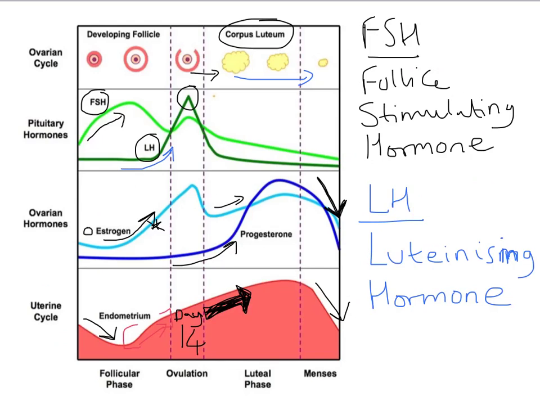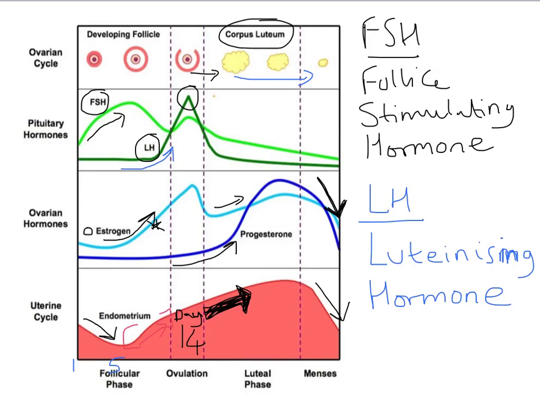Now, I do get a few questions asked by my students about this, so I'll just go through a few of them. I get asked, at what point does that uterus lining break down in terms of days? If we were to write the days in blue, that would really be between day 1 and 5. So between days 1 and 5 is what we know as the period or menstruation.